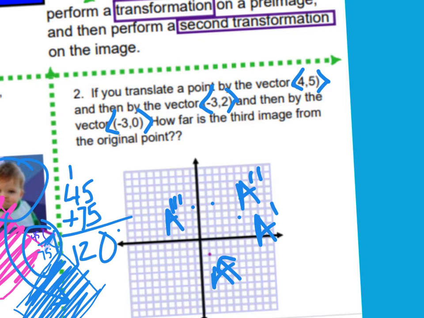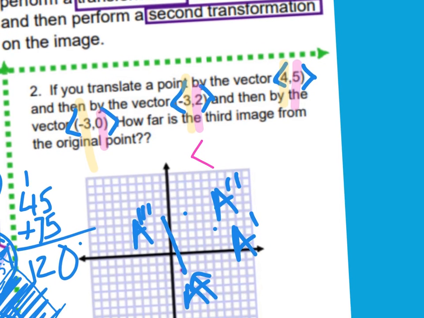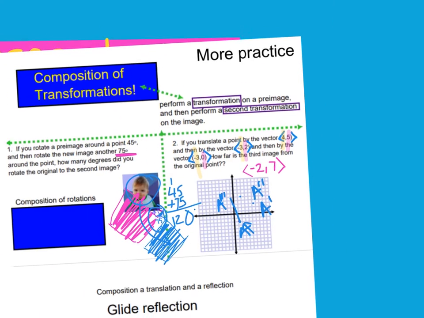If I want to know the total amount of slide, or the total translation right here, I'm just going to add all of these points together. Add all of the X translation points together. That's going to be -2. Add all of the Y together. That'll be 7. So I can take the shortcut. I can describe the final translation of this composition of translations as 2 to the left, up 7. Again, you're just adding those together.